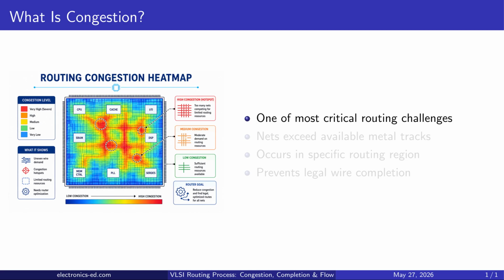Congestion is one of the most critical challenges in routing. It happens when the number of nets exceeds the available metal tracks.